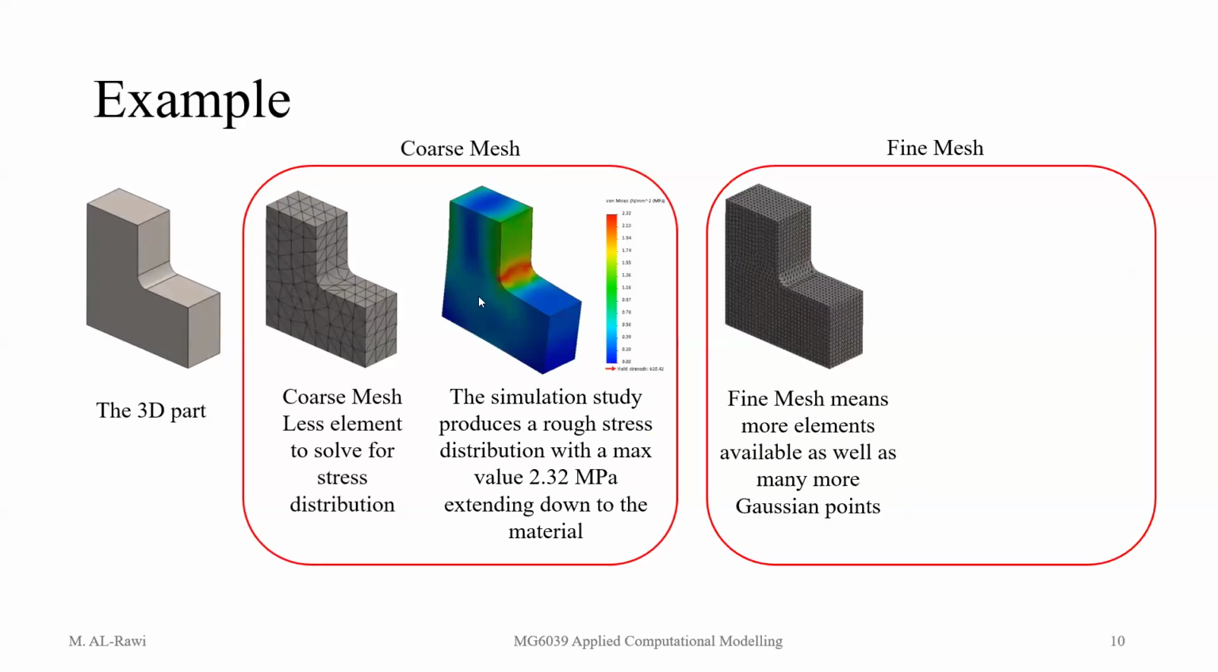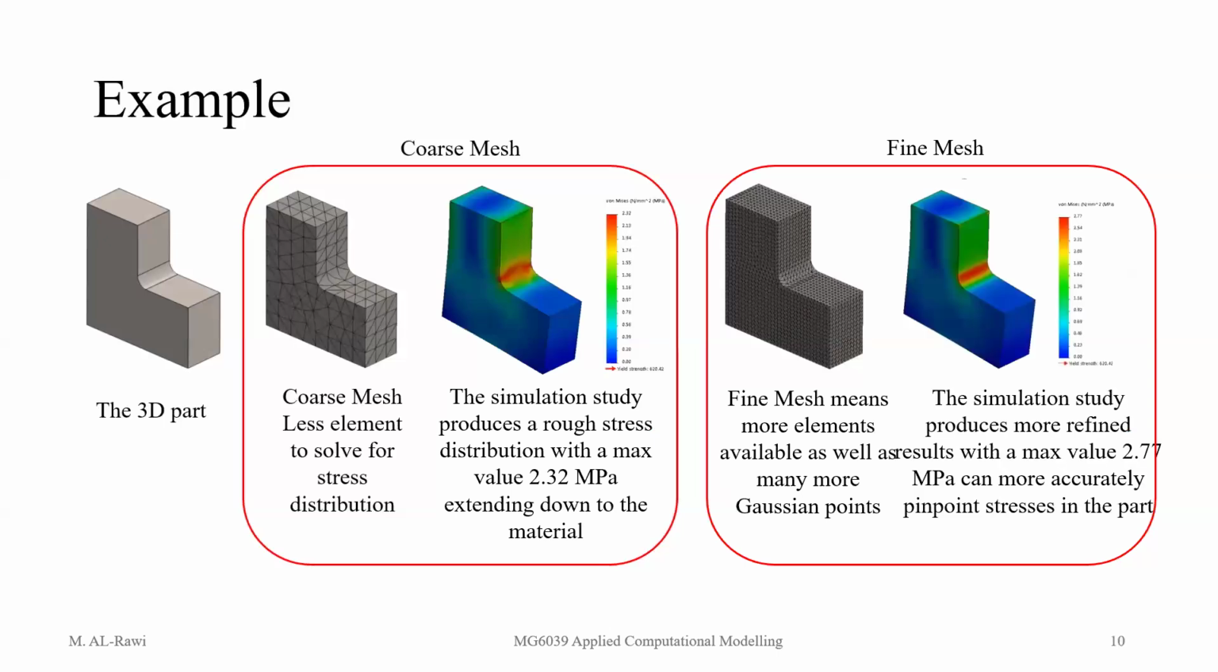Now, I use a fine mesh, meaning more elements are available, as well as many more Gaussian points, which I'll explain, used by the software. That means the simulation study produces more refined results with a maximum value. We shifted from 2.3 to 2.7 megapascal, so it can more accurately pinpoint stress in the part.